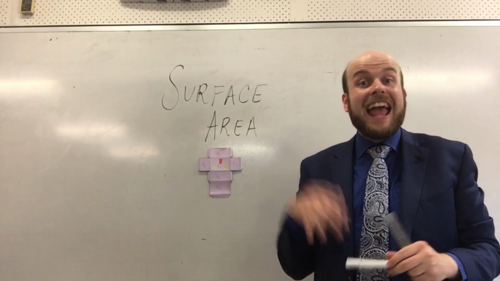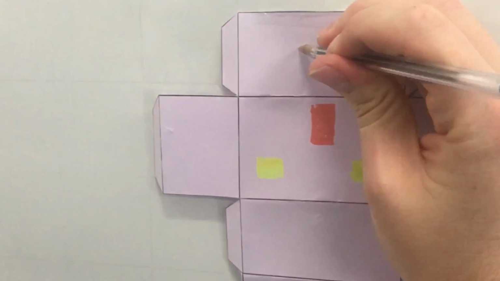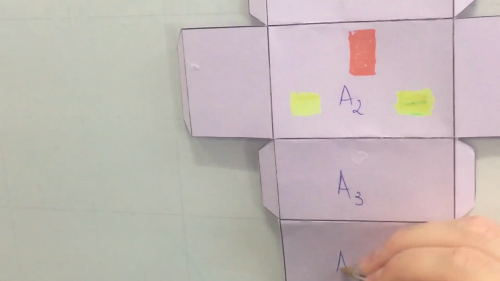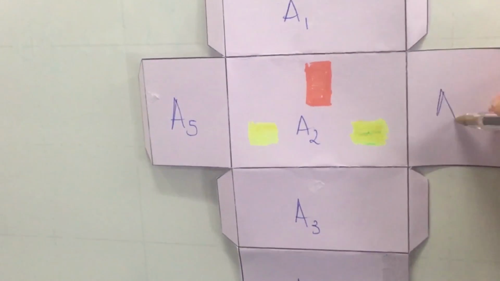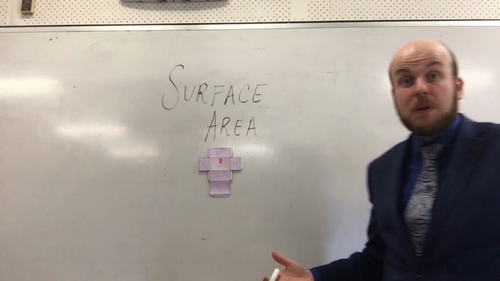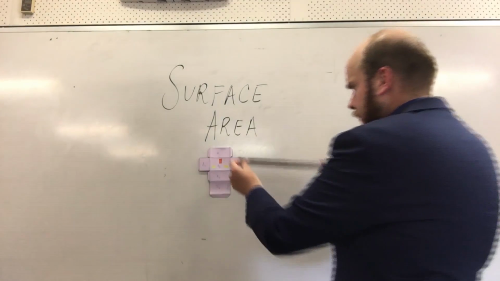So to work out the actual areas of each of these using our formulas, one of the things that I would recommend is labeling each of the sides. I use a capital A to mean area. Once you've labeled each one, it's just a matter of using our trusty friend, the ruler, to go and measure.